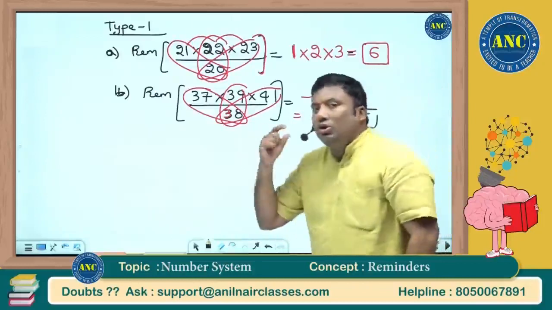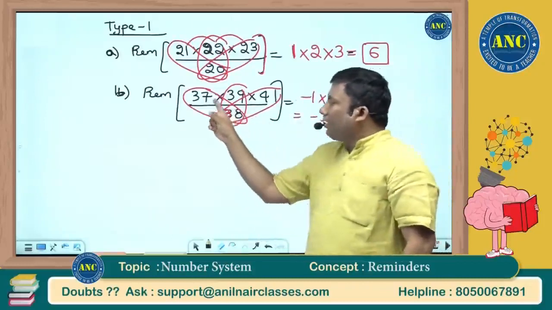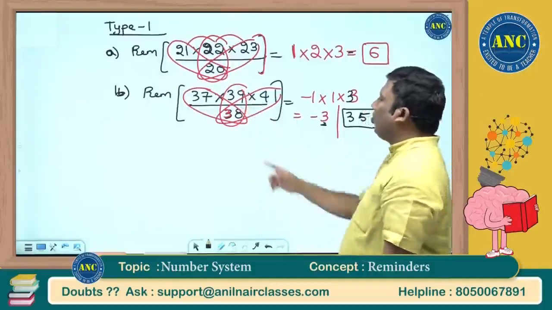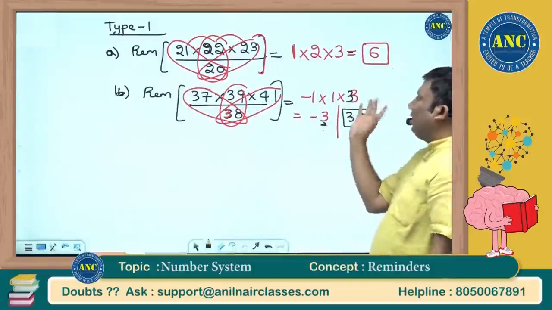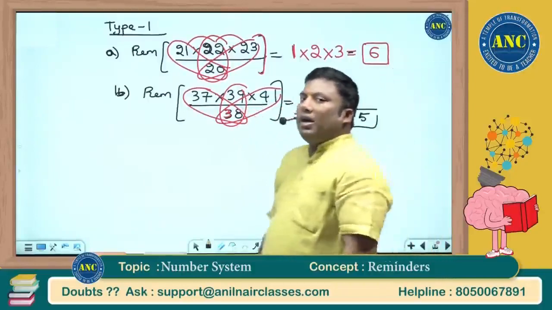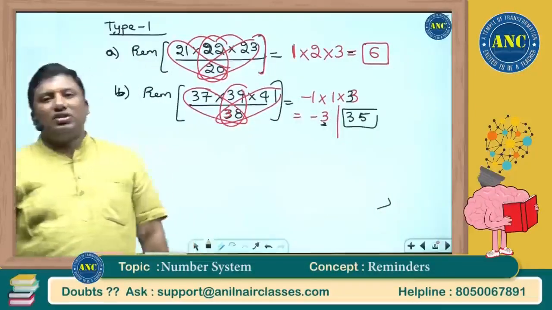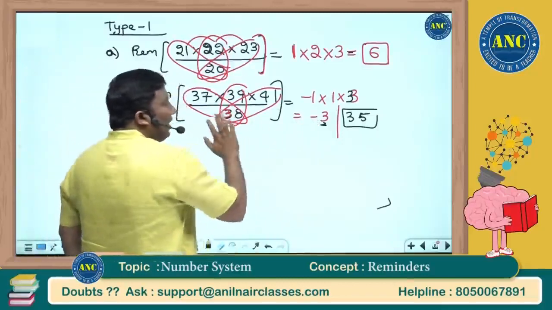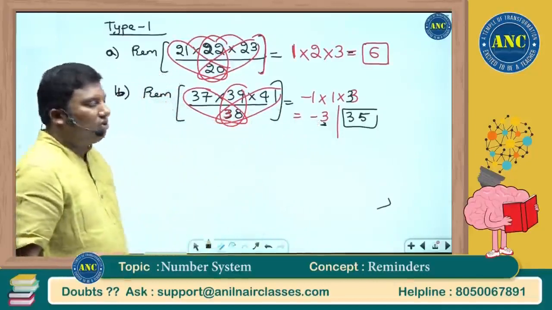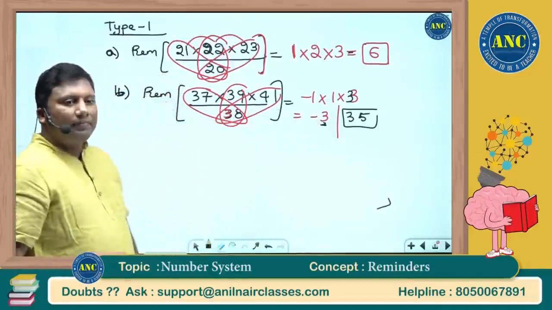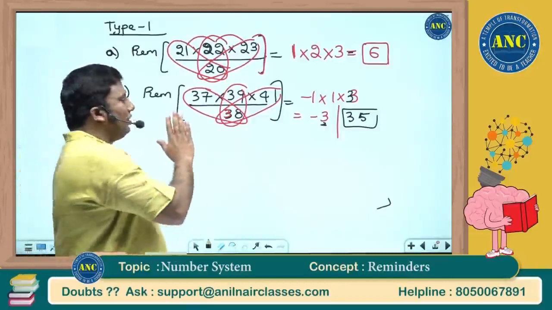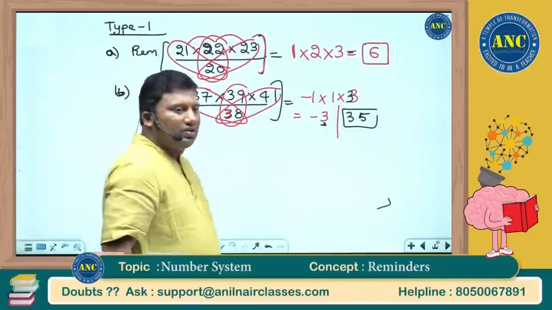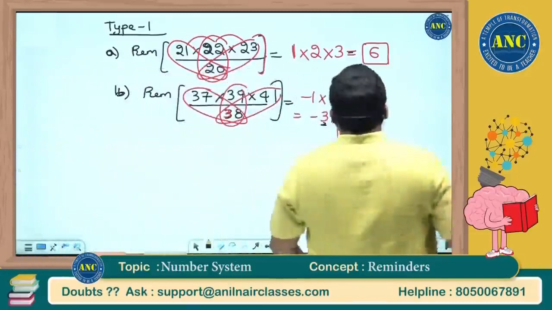Again I am repeating, do it individually with the numbers. 37 is 38 minus 1, 39 is 38 plus 1, and for 41 the remainder is 3. Minus 1 into 1 into 3 is minus 3. Whenever you get a negative remainder, add the denominator to get the positive remainder. 38 minus 3, the answer is 35.